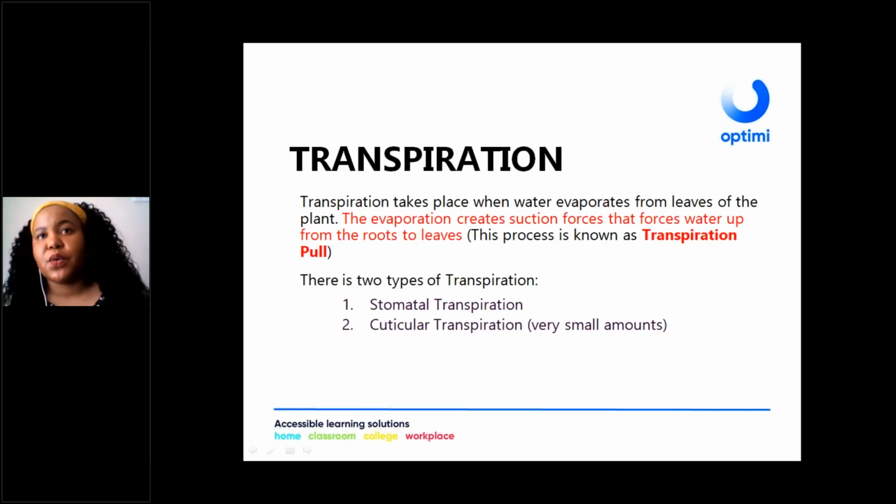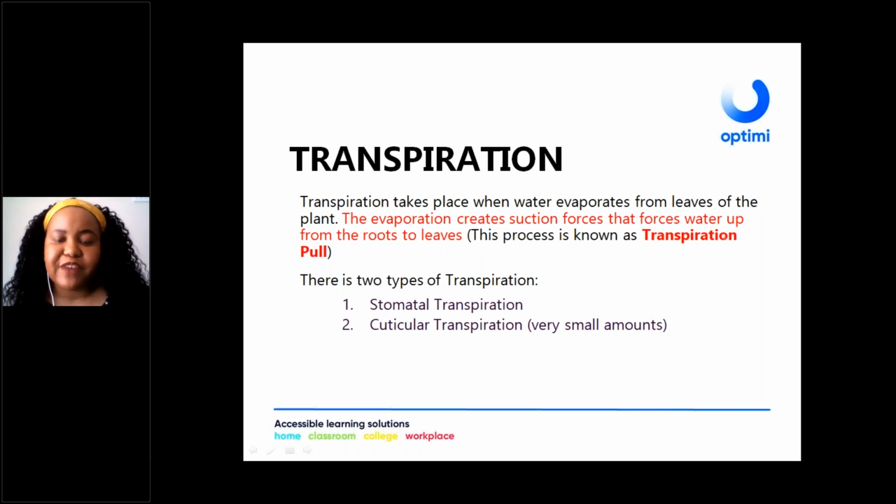Right. So water is taken up by plants from the roots to the leaves. Of that water, only 5% of what was absorbed by the roots is needed for growth and other things in the plant. But the other 95% will be evaporated into the air. And that process is known as transpiration.